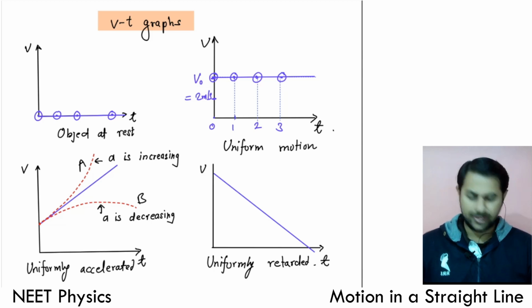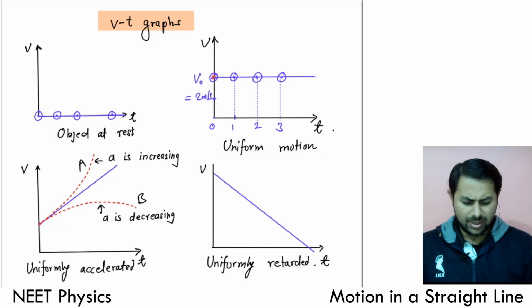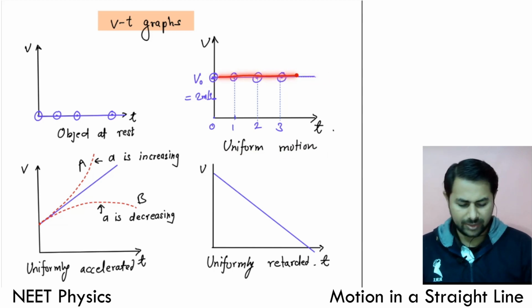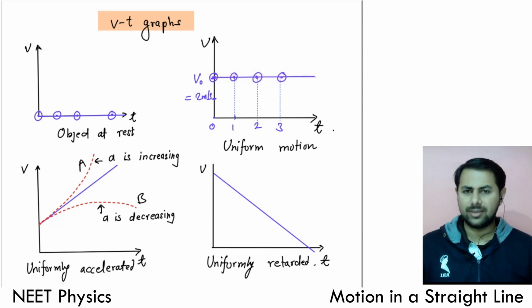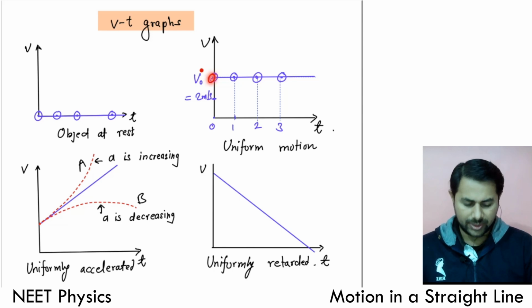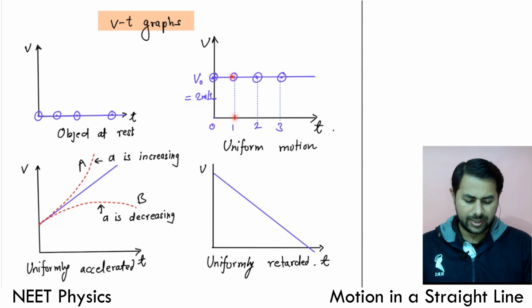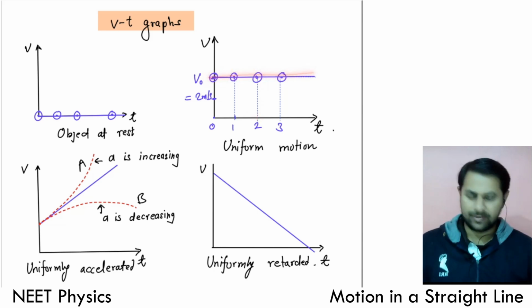Okay, good. Then for uniform motion, if velocity is constant, velocity is not changing. So the velocity versus time graph will look like this, right? Because at t equal to 0, the velocity is, suppose, v naught, 2 meters per second or something like that. At t equal to 1 second, still the velocity is v naught. Same velocity. At t equal to 2 seconds, same velocity. So therefore the graph will look like this.